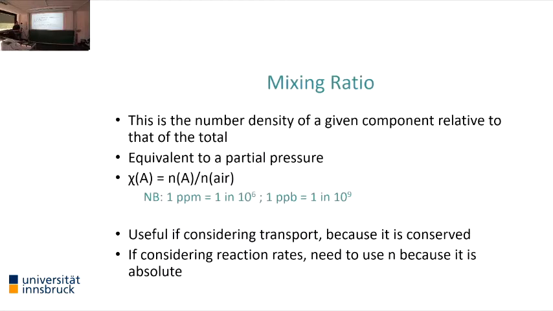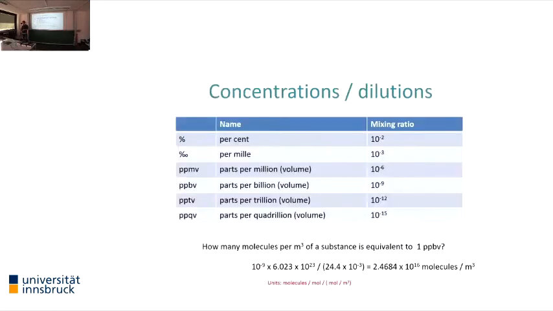Yeah, so mixing ratio, I guess most of you have heard of this. Ambient CO2 concentrations in the atmosphere are nowadays around 400 ppm, parts per million. Most of the trace gases we will be talking about in this lecture are more in the ppb range. The OH radical itself is even lower, in the ppq range. So that's really low concentrations in the atmosphere. So again, this is a list of mixing ratios. If you're very picky, you would say these are not concentrations, but actually mixing ratios. How many molecules per cubic meter of a substance is equivalent to 1 ppb?